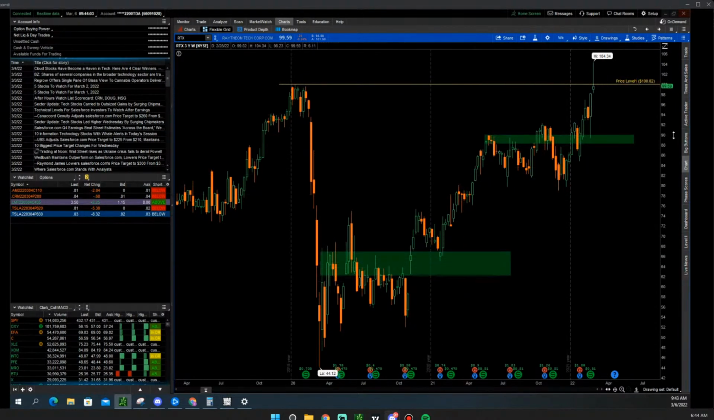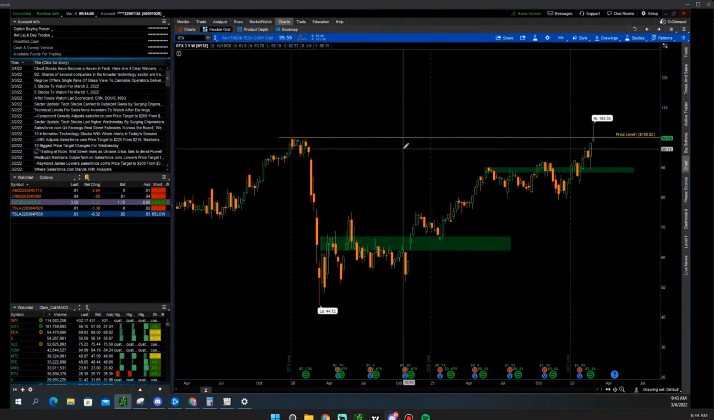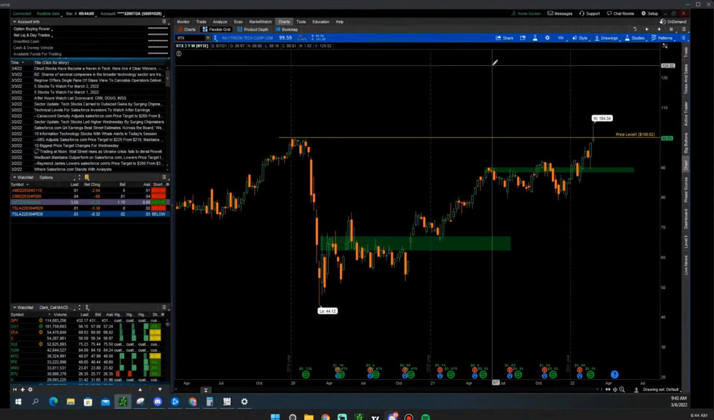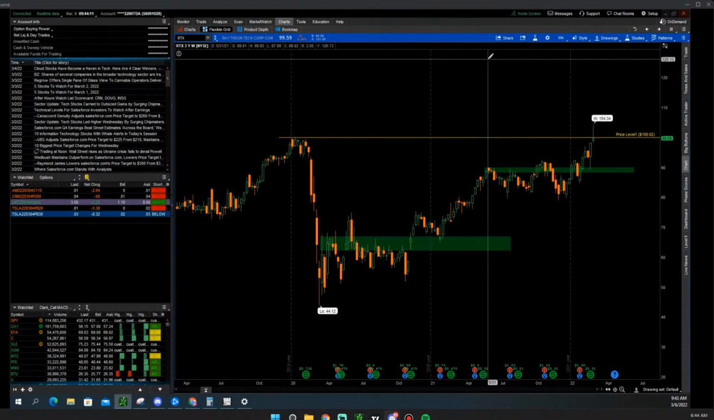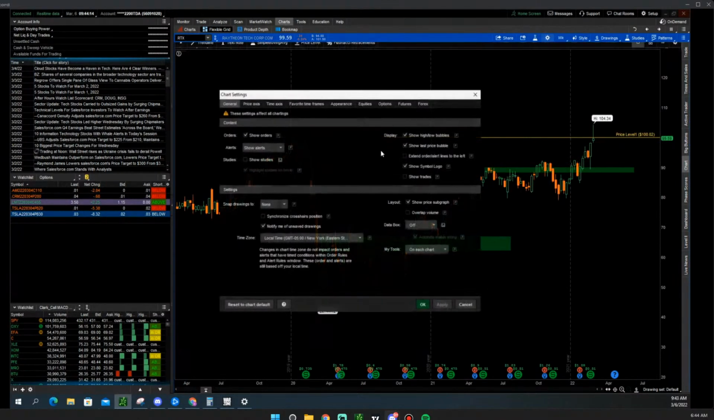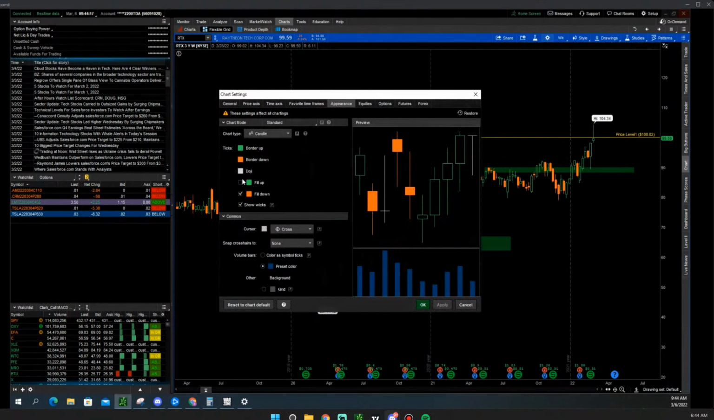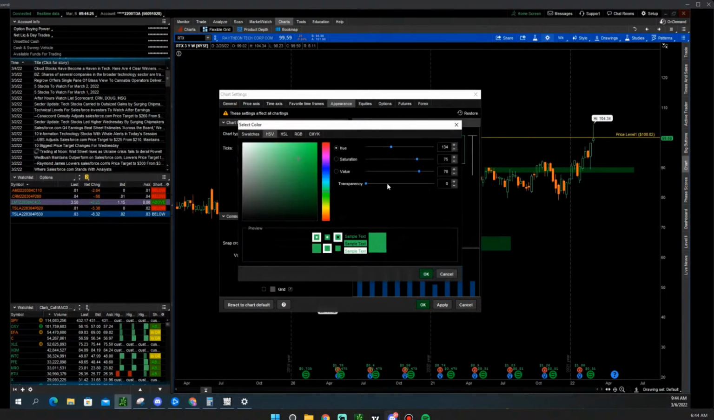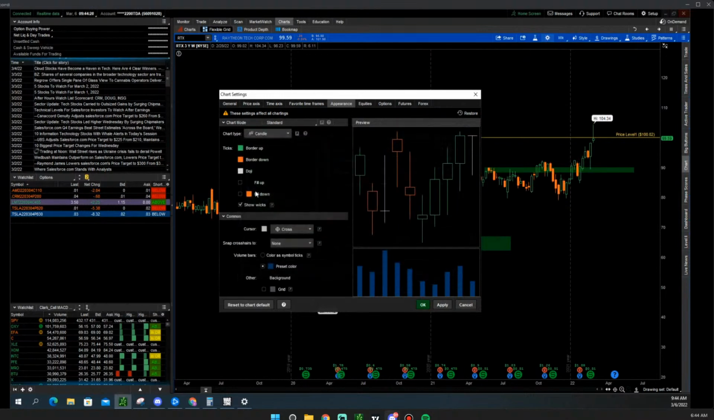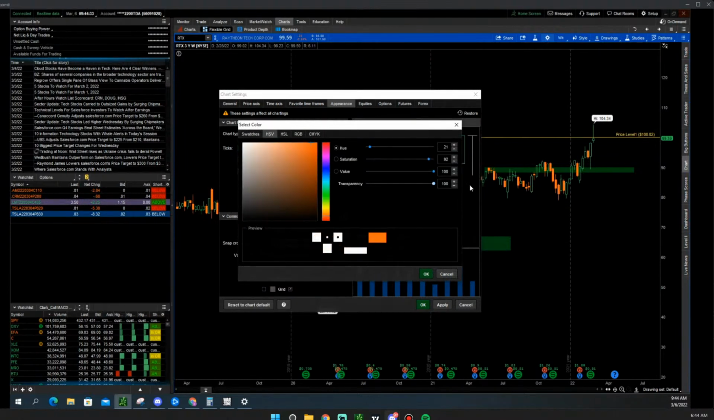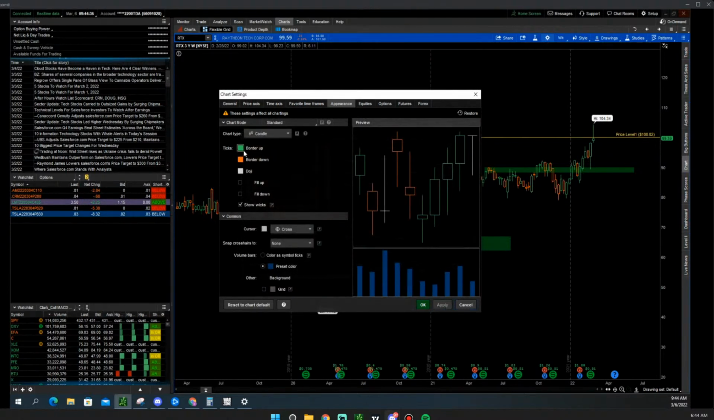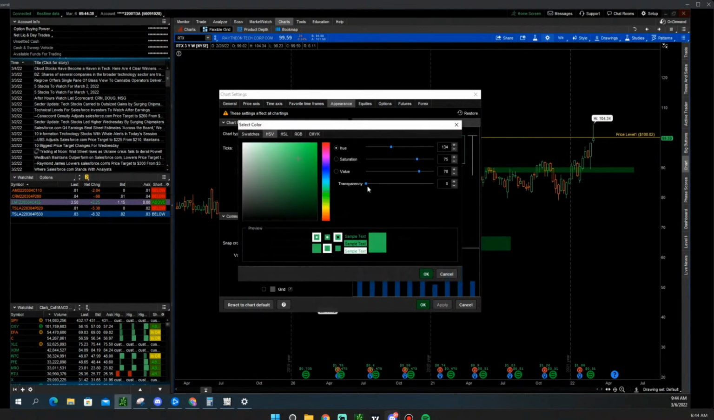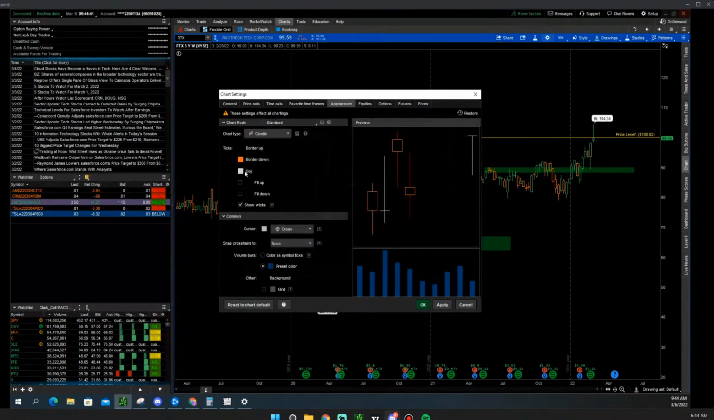So in order to simplify this, I've been using POCs and VPOCs to help me with drawing these. They've become, I think, the room's favorite, and they're really, really accurate. What we'll do here is remove the candles altogether so you guys can see how this works. So I'll remove these. TOS does not make this easy at all.